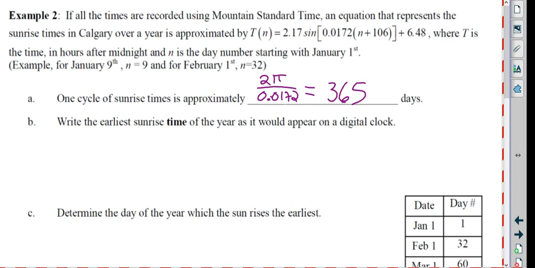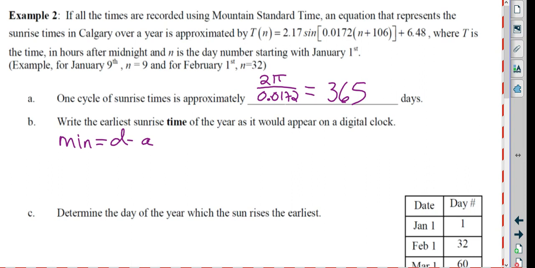Write the earliest sunrise time of the year as it would appear on a digital clock. All right, so we're going to have to do a little conversion here. Okay, earliest, minimum. What's the minimum? Min is equal to D minus A. Formulas. I love formulas, right? They're great, especially because they let me know what you're doing. We're saying the earliest is going to be the minimum. The minimum is D minus A. Okay, what's D?